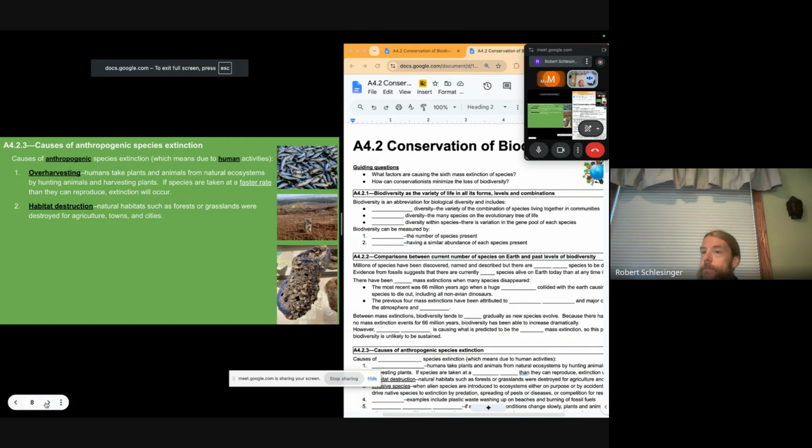Habitat destruction, again, pretty gosh darn straightforward. We see it at less of an accelerated rate than you would in developing countries, but it still happens in higher economically developed countries.